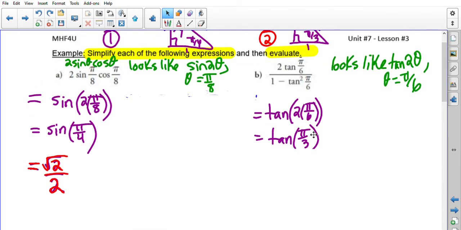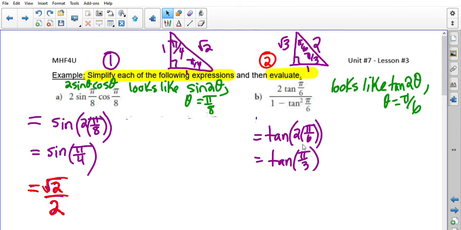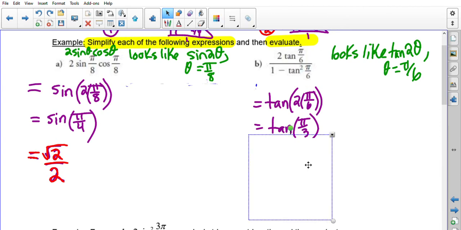Simplified, that's tan pi over 3. 2 pi over 6 reduces to 1 pi over 3. That's as simplified as it's going to get. And now we're going to evaluate. This is a special angle, so we're going to go up here. Tan of pi over 3 is opposite over adjacent, so that's root 3 over 1, so just root 3.